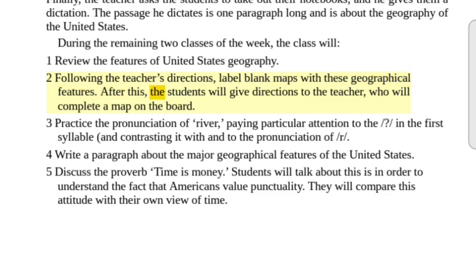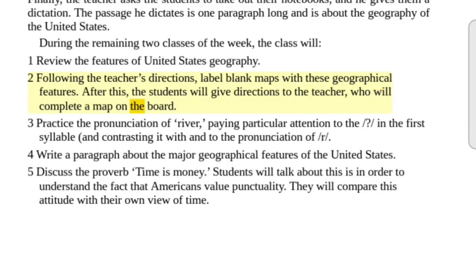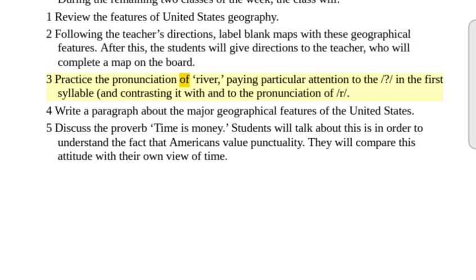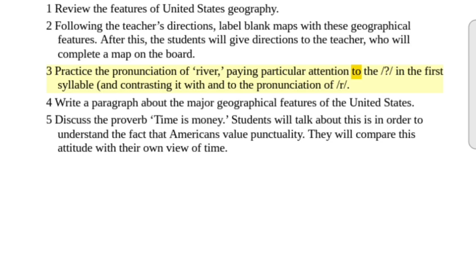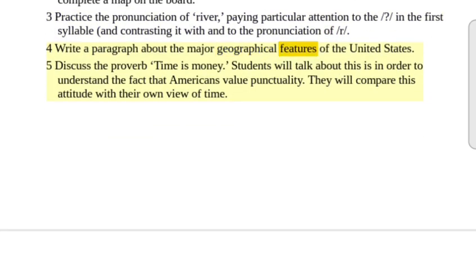After this, the students will give directions to the teacher, who will complete a map on the board. 3. Practice the pronunciation of river, paying particular attention to the vowel in the first syllable and contrasting it with another, and to the pronunciation of r. 4. Write a paragraph about the major geographical features of the United States. 5. Discuss the proverb, time is money. Students will talk about this in order to understand the fact that Americans value punctuality. They will compare this attitude with their own view of time.